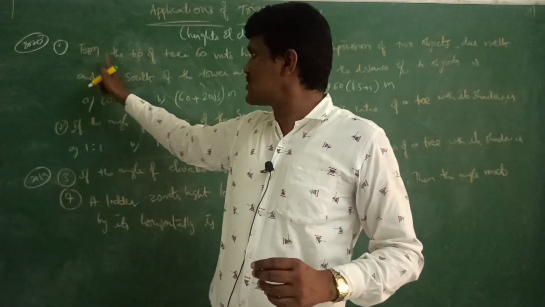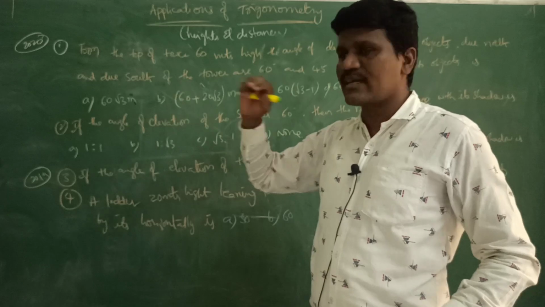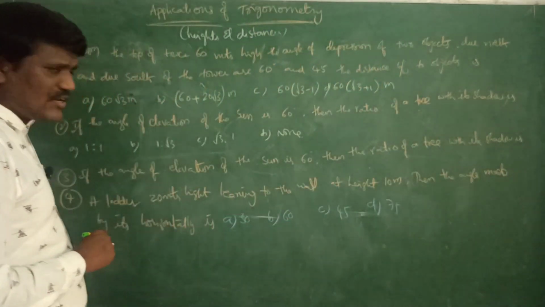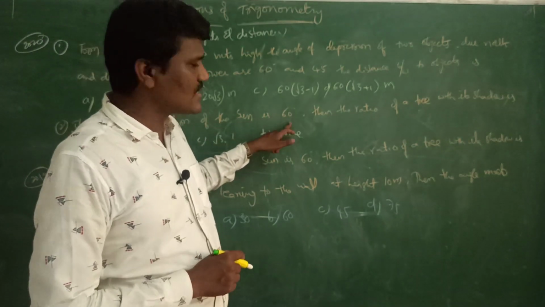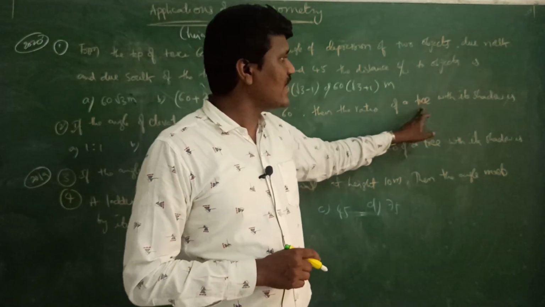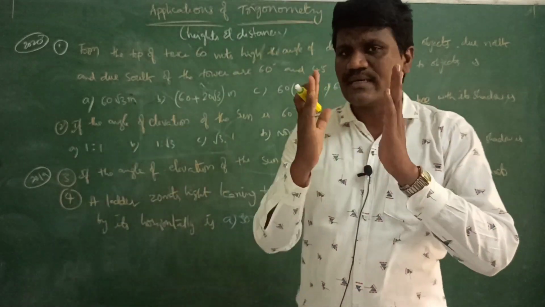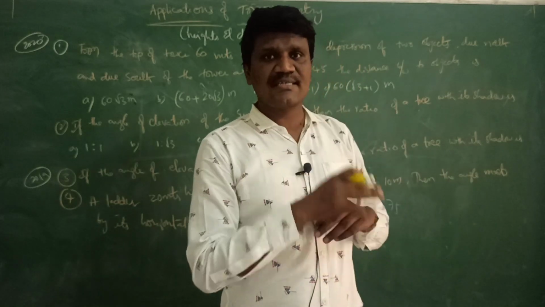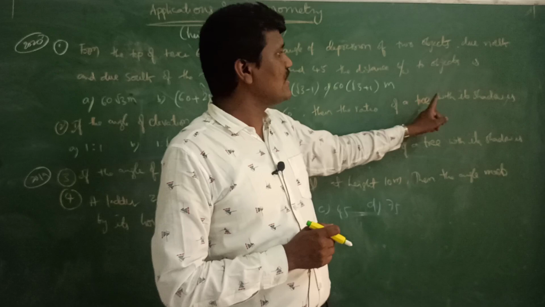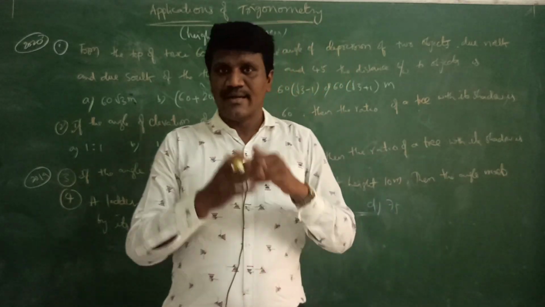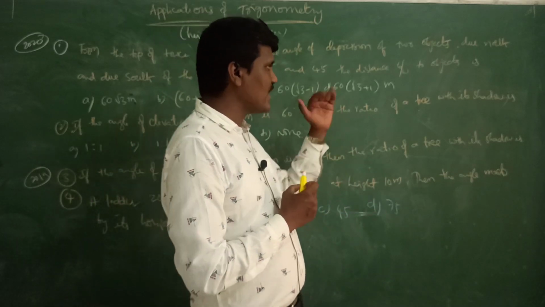If you observe, the first question is a 2 diagram one. Let's solve it later. First let us see the second question. In 2020, the second question is: if the angle of elevation of the sun is 60 degrees, then the ratio of tree with its shadow is. Tree and shadow ratio they are asking.